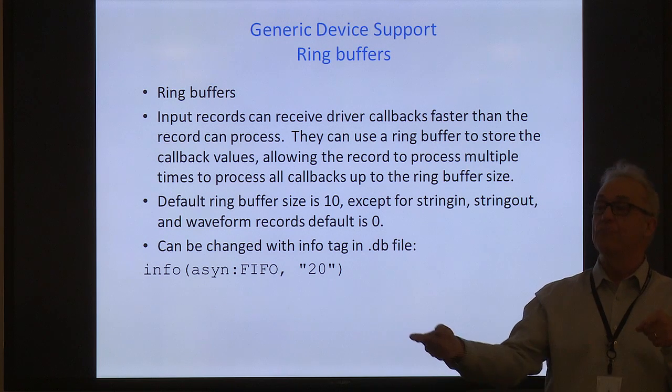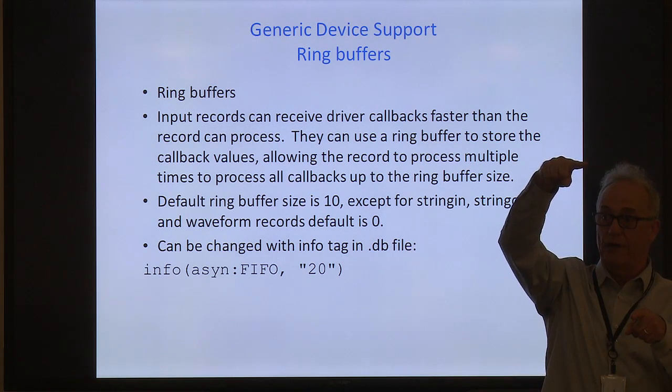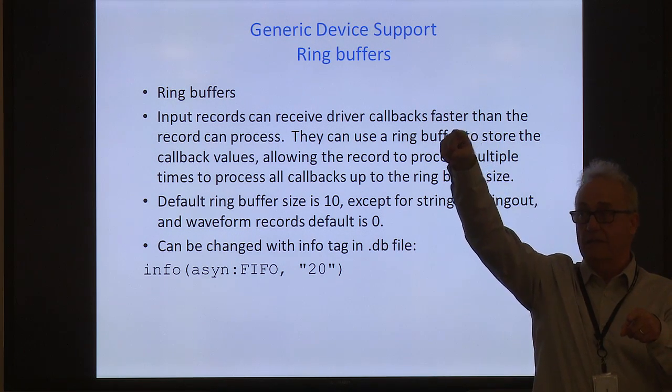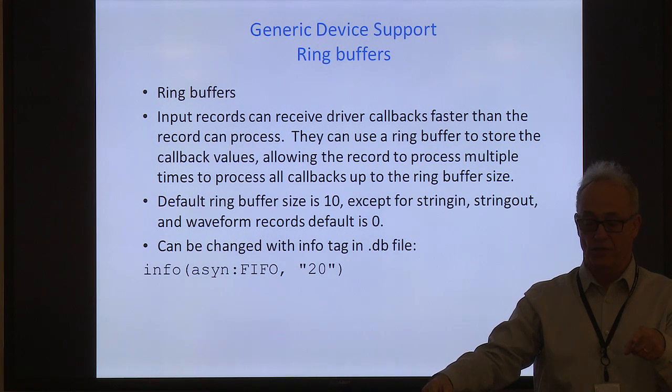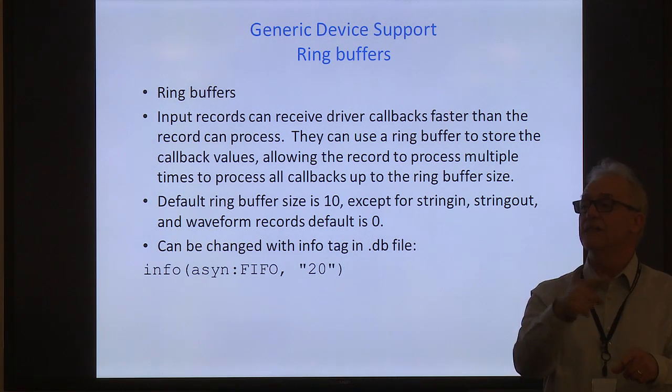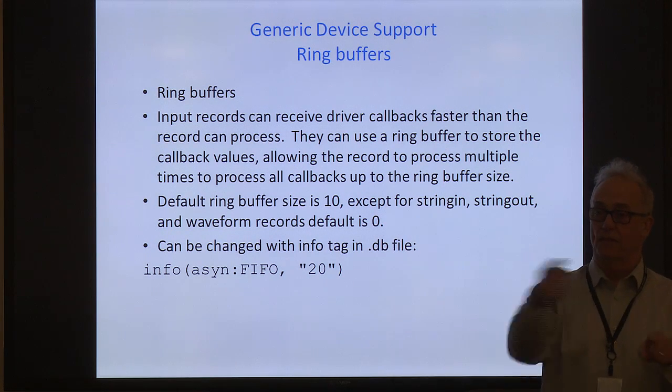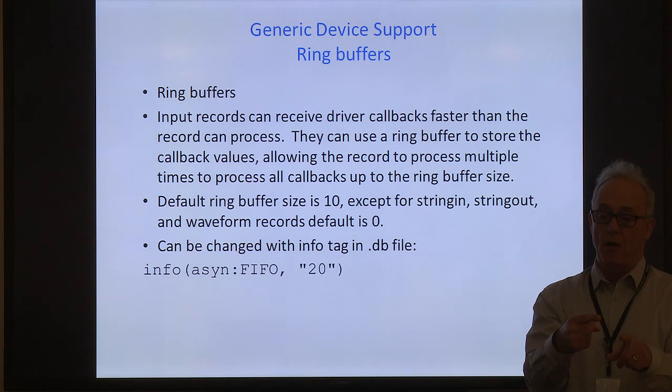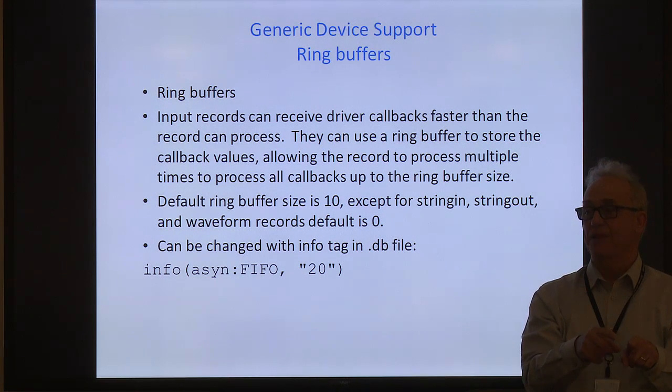The binary input record's going to go from 0 to 1 on this transition, process, and then go back to 0 on this transition. But what if the pulse is only 5 microseconds wide? The problem is that the binary input record can't process fast enough. If you get two callbacks in rapid succession, the record's only going to process once. It only has time to process once, so it's going to miss the second transition.